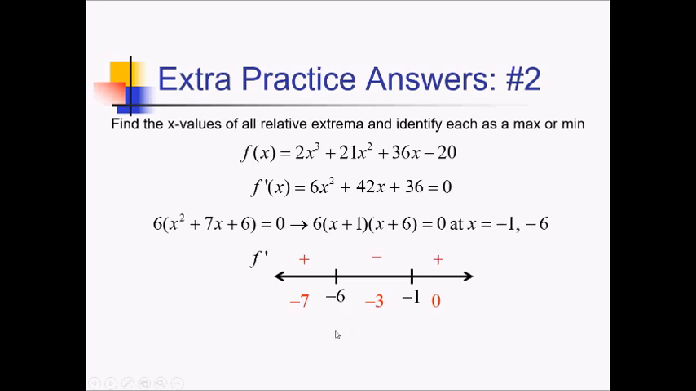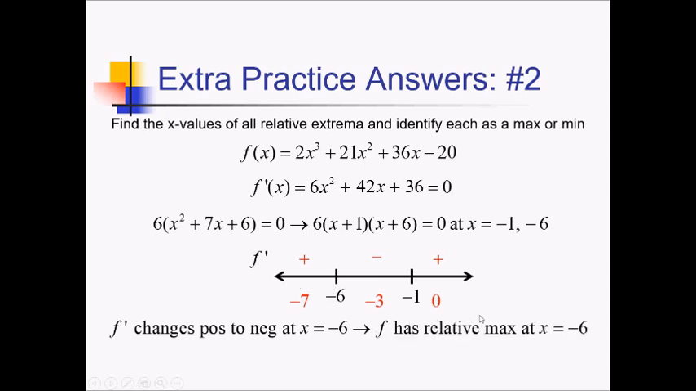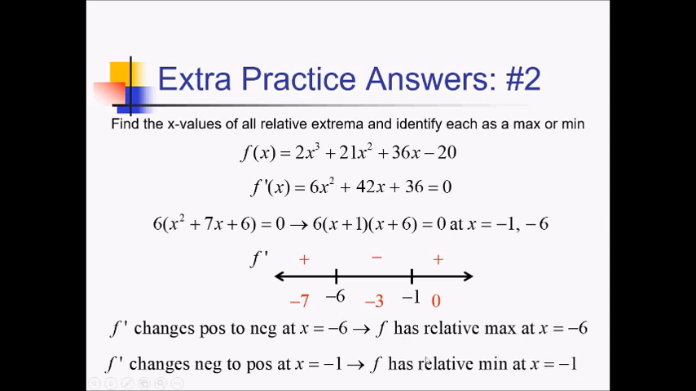Now I notice that f prime is changing from positive to negative at x equals negative 6. So that means f has a relative max at that x value. And then f prime's changing negative to positive at x equals negative 1. So that means f has a relative min at x equals negative 1.